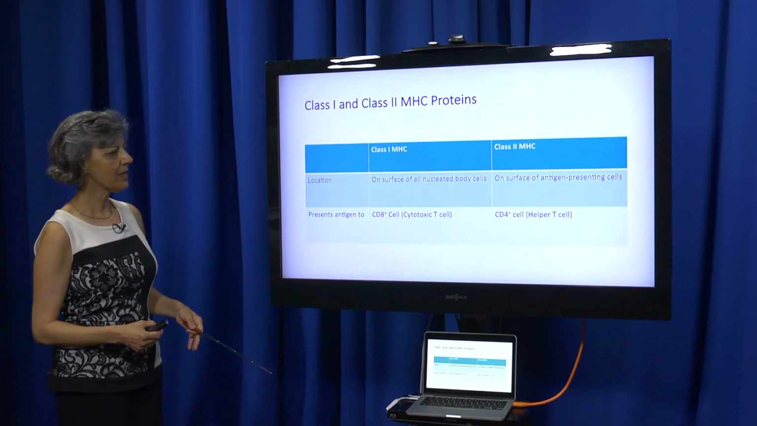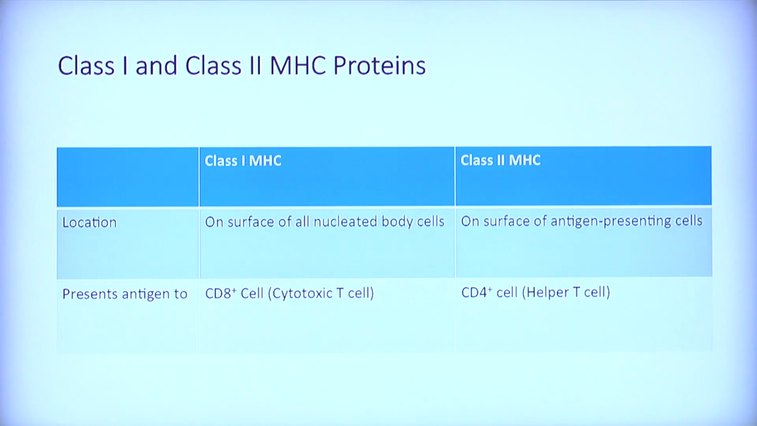And this is a little summary on the MHC protein. So MHC class 1 is present on all the nucleated body cells. So the only cell in our body that does not have MHC1 protein is the red blood cell. This is why the red blood cell can be destroyed by phagocytes after a lifespan in the blood.